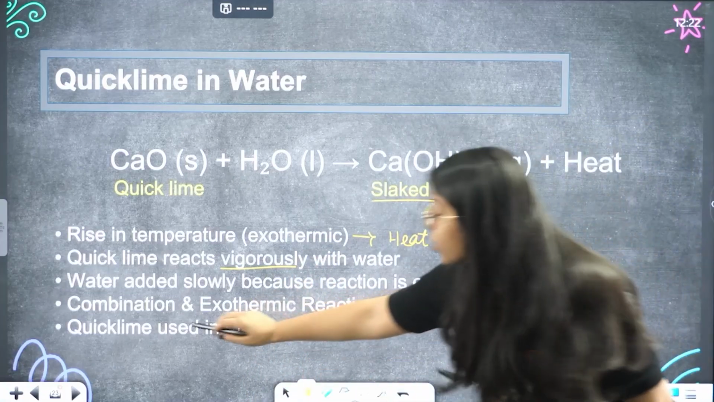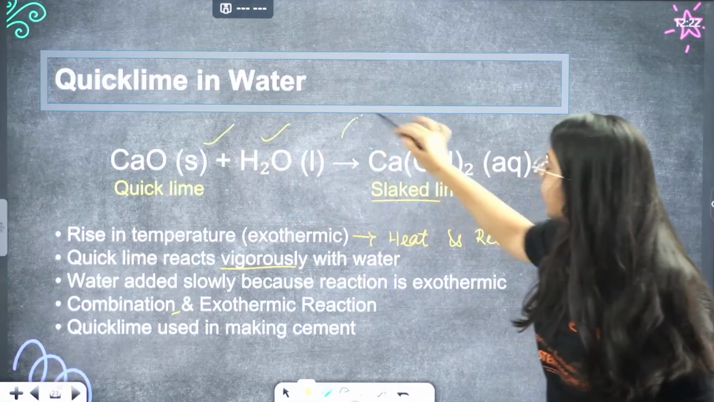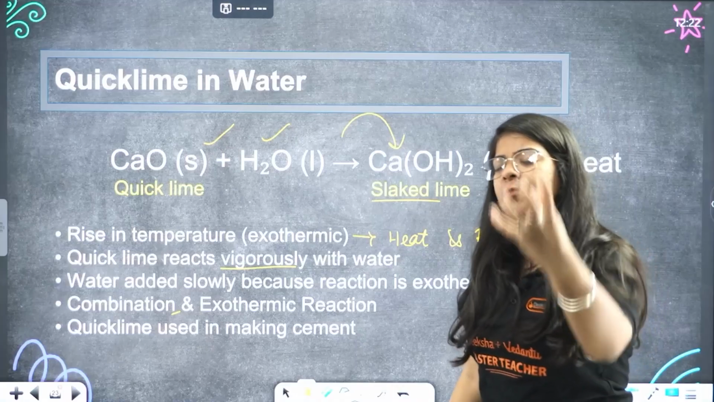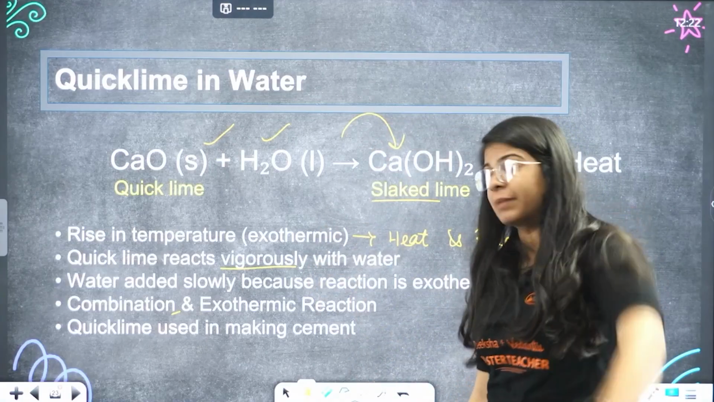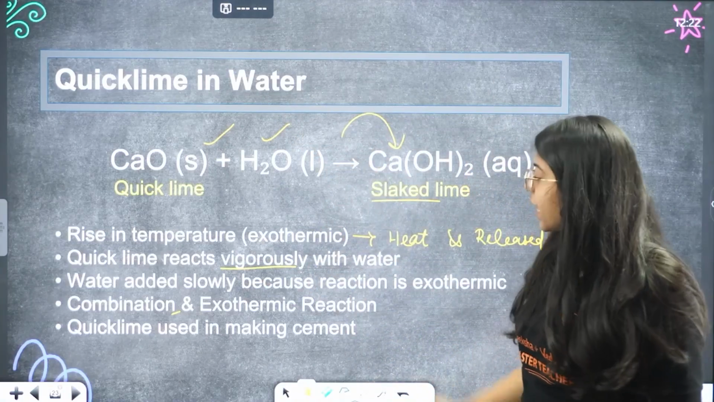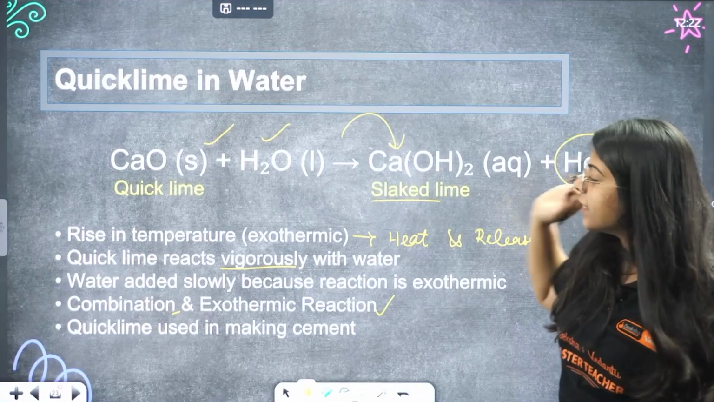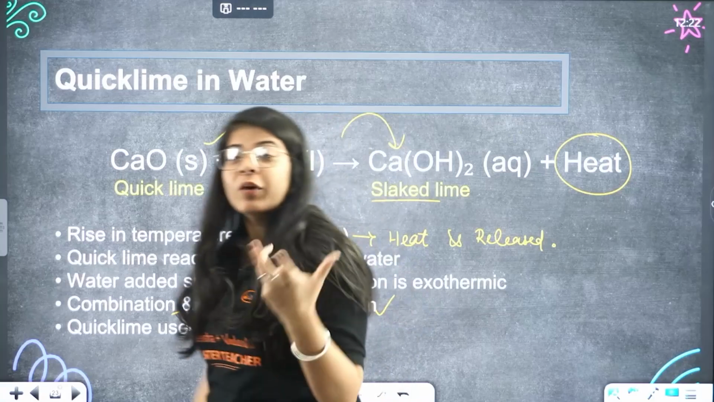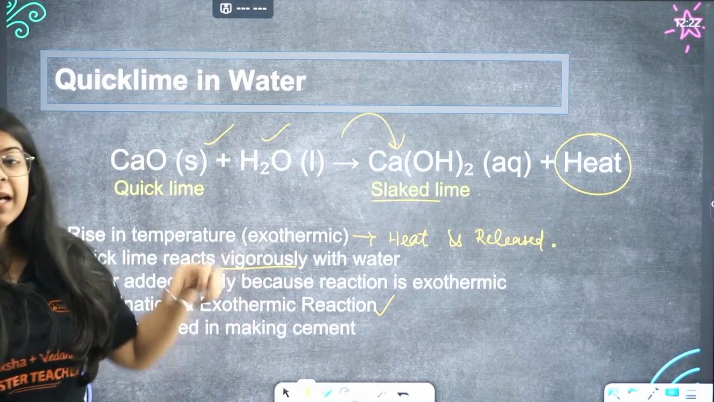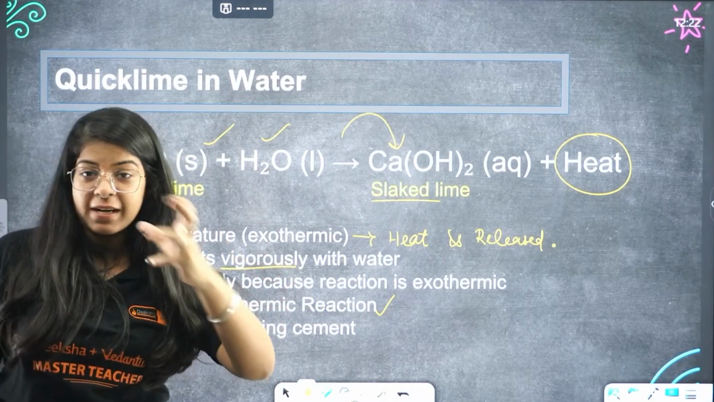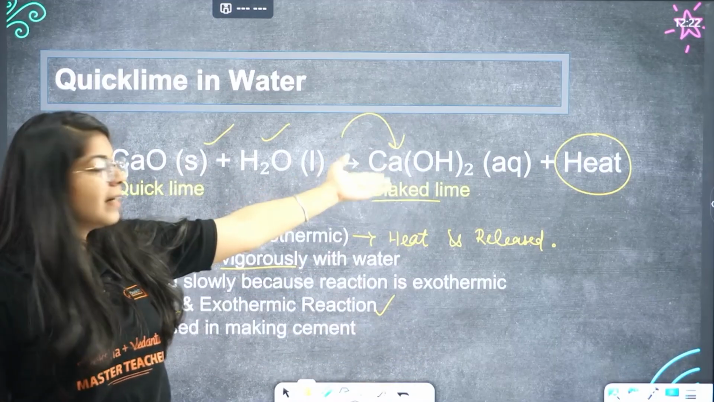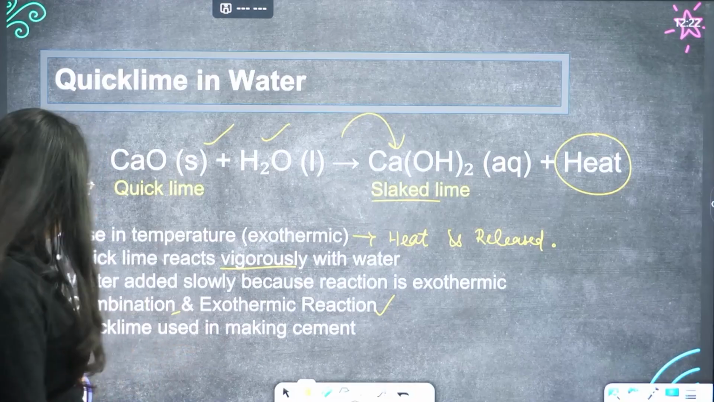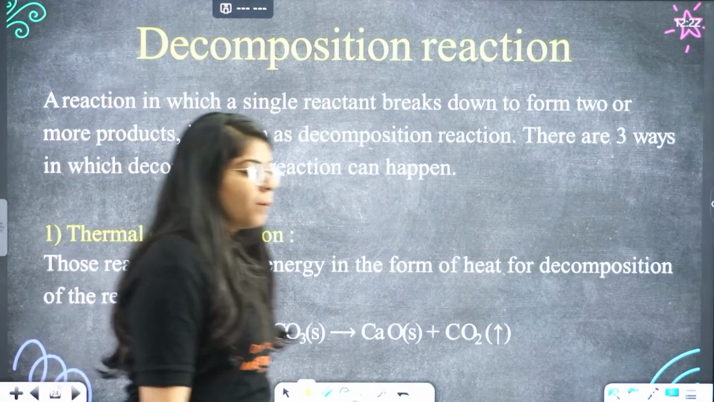Right? Now it is a combination because we combined these two things and we get calcium hydroxide, which is slaked lime. Quicklime combined with water makes slaked lime. Understood? So this is a combination reaction, exothermic reaction because heat is released, and quicklime is used in making cement, right? So quicklime is what we use to make cement in our house. That white cement, right? That white cement is what? It is slaked lime. That is quicklime mixed with water. Understood? Okay, good. Now moving on to decomposition reaction.